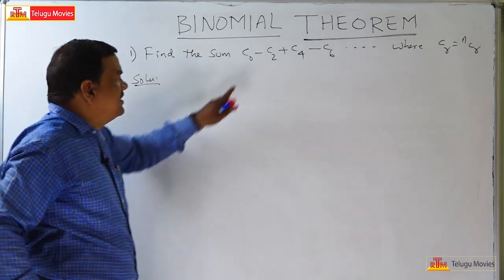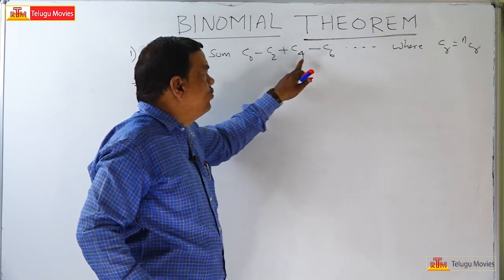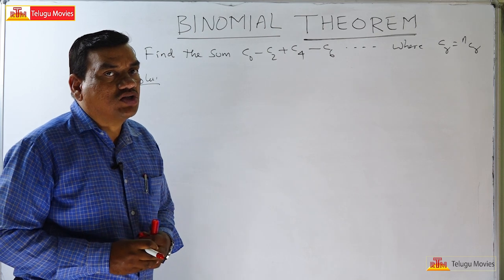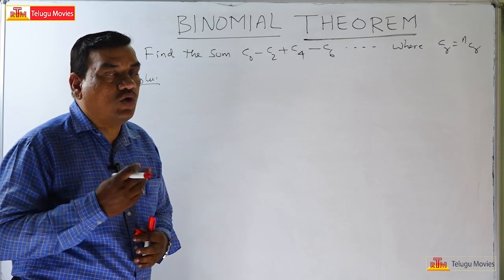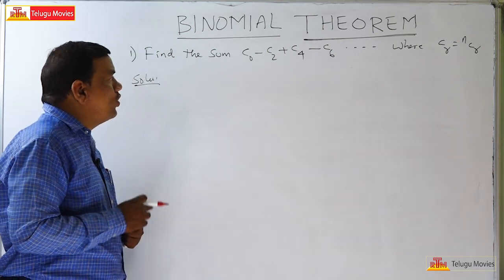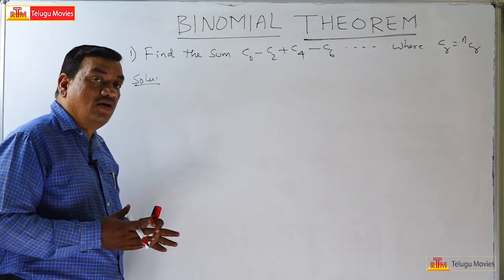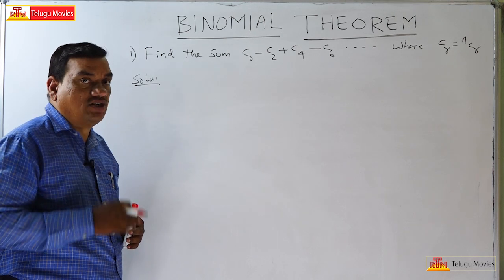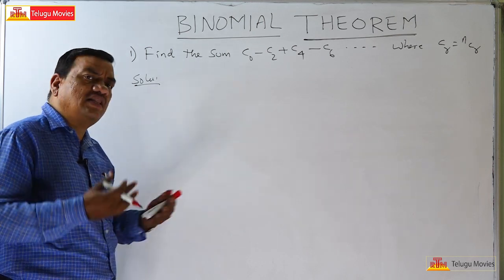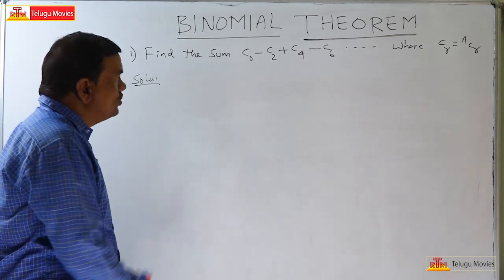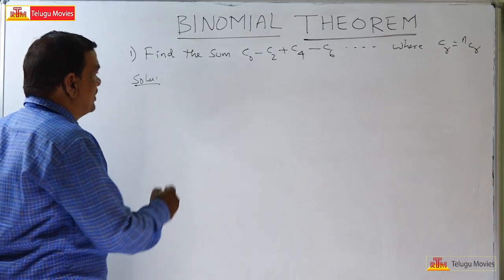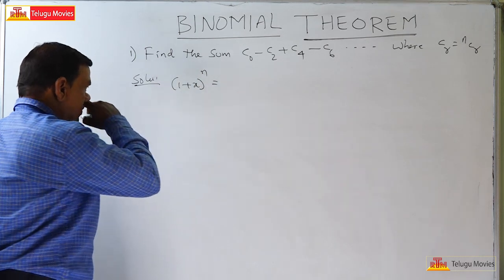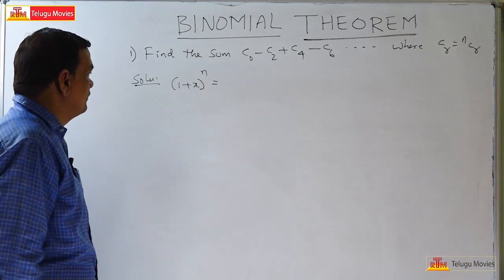After seeing C0, 2, 4, 6, you have to remember the expansion of (cos theta plus i sin theta) whole power n. These 0, 2, 4, 6 terms are the real parts, the cos n theta expansion. If you got that idea, the problem is over. To do this problem, let us take the expansion of (1 plus x) whole to the power of n.